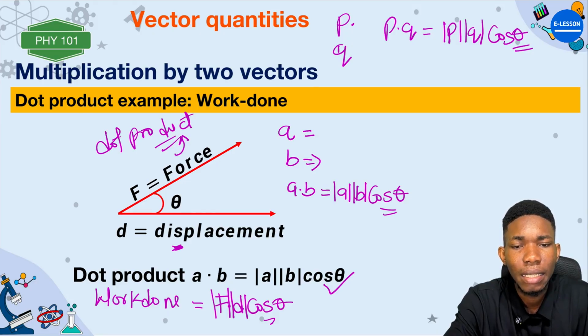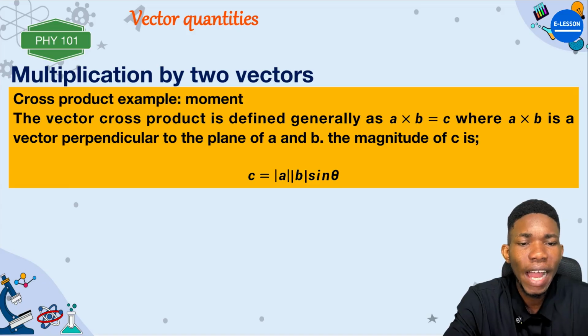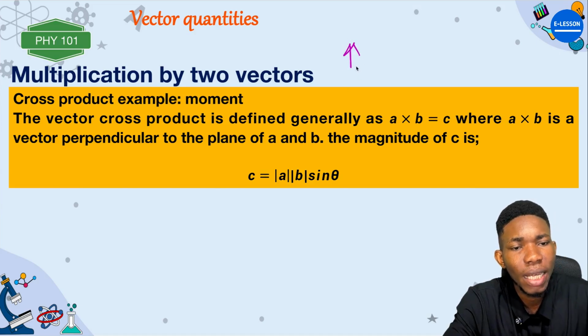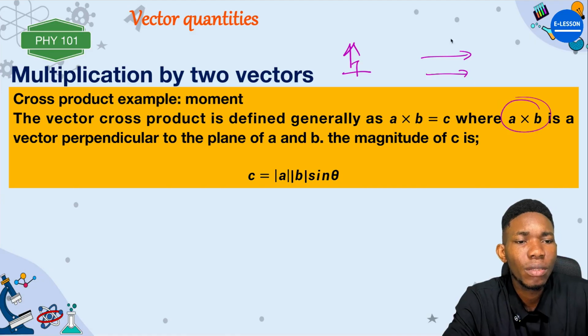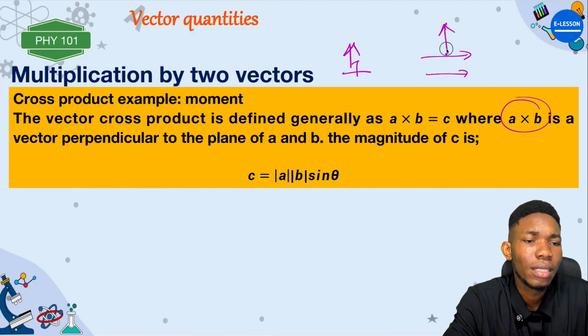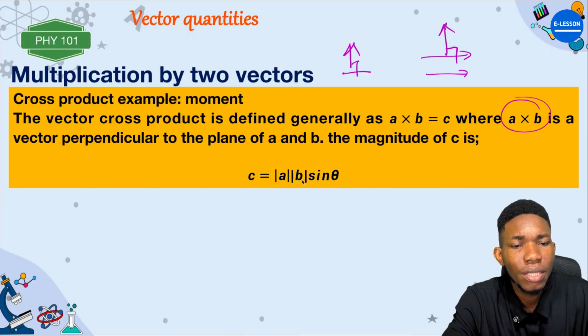All right? Exactly. Now, cross product. An example is moment, the moment of inertia. The vector cross product is defined generally as A cross B equals C, where A cross B is a vector perpendicular to the plane of A and B. Perpendicular means at an angle of 90 degrees to the plane of what? A and B. So if A and B are going in this direction, our A cross B will be something like this, 90 degrees. Now the magnitude of C is A, B sine theta.